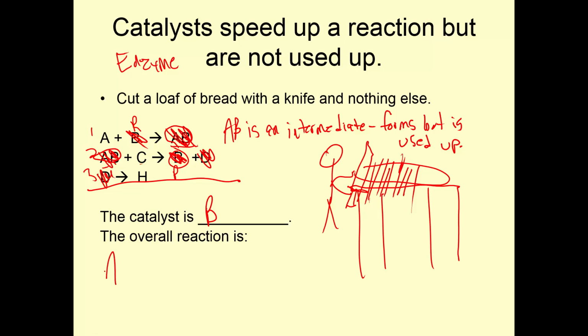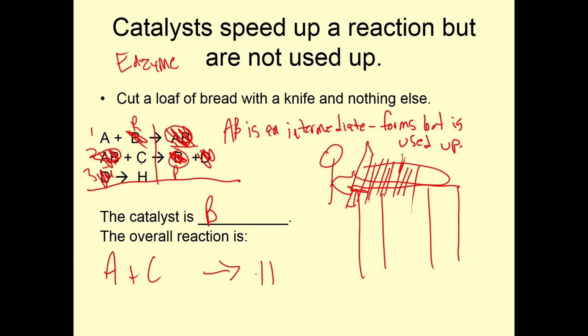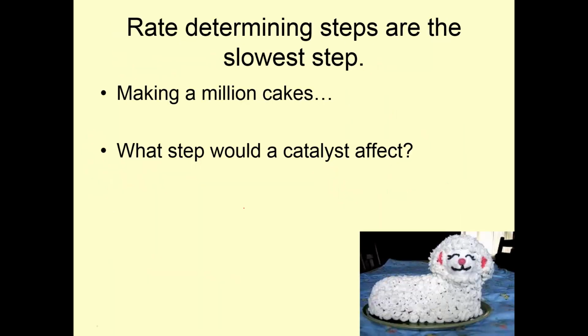So I would have A plus, see how these are still on the left-hand side, C yields, whoa, it looks like nothing. Oh, not H. I'm sorry. That's what I get for not looking at my arrow very well. A plus C yields H. And that's it, because those are the ones that are left over. See how this goes? Oopsie, sorry about that.